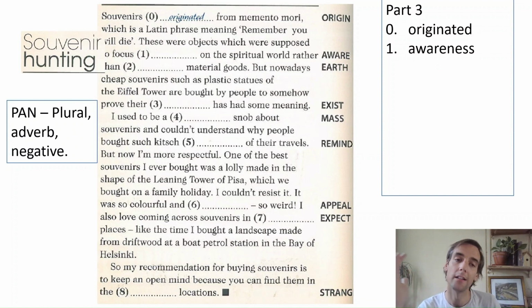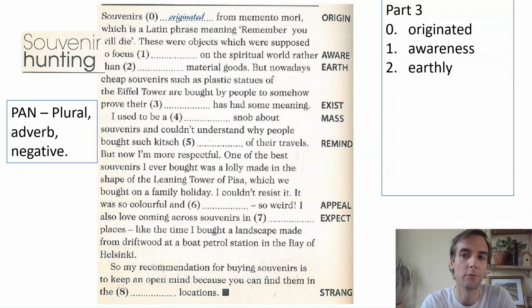Number two, not a common one, a very difficult one. The adjective talking about material goods is earthly goods. You don't see this a lot, but referring to tangible, material, earthly goods. Sometimes we make an adjective with ly, like friendly. It's an adjective, not an adverb. A little bit irregular, but sometimes you need to know irregulars for C1.